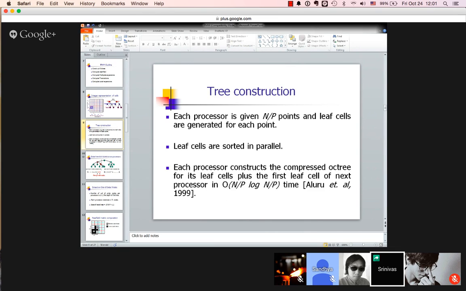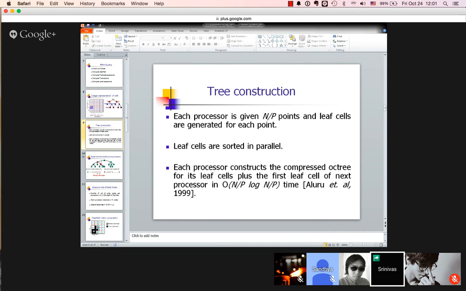Now, what the algorithm does is that you borrow the first leaf node from your next processor. So P2 will say, let me borrow the first leaf in P3. P3 will say, let me borrow the first leaf in P4. So independent of the size n, you just borrow the next guy.